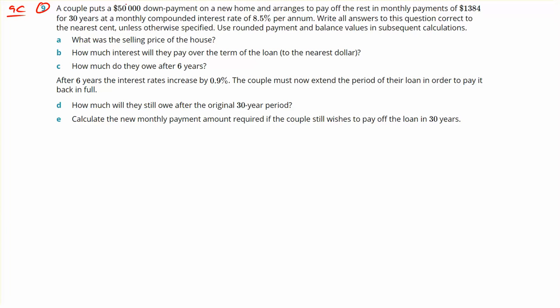A couple puts $50,000 down payment on a new house and arranges to pay off the rest in monthly payments of $1,384 for 30 years, monthly compounded interest at 8.5% per annum. Write all answers to this question correct to the nearest cent unless otherwise specified. Use rounded payments and balance values for subsequent calculations. So what is the selling price of the house? We actually don't know that.